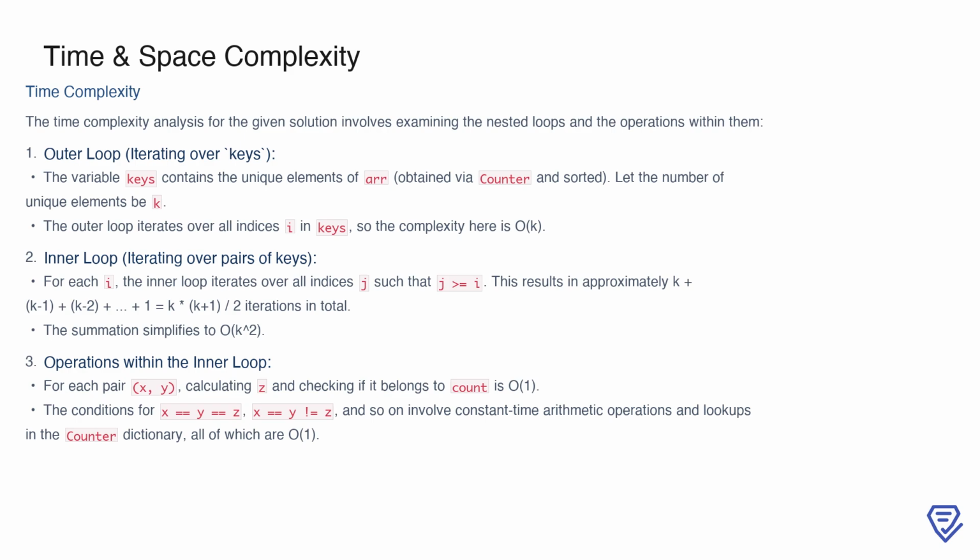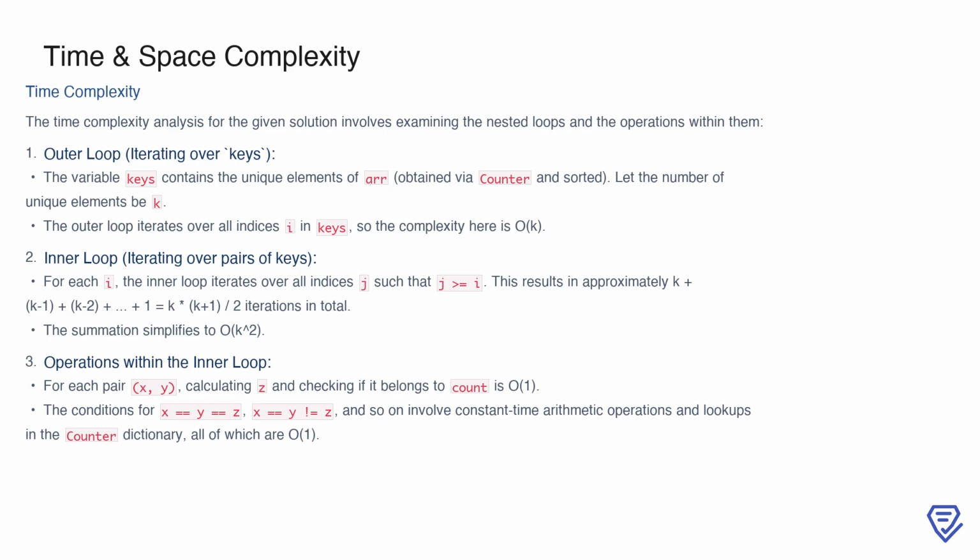First, the outer loop iterates over the unique elements in the array, which we store in the variable keys. The number of unique elements, denoted as k, determines the number of iterations for this loop, making its complexity O(k). Next, the inner loop iterates over all pairs of unique elements, where the second index starts at the current position of the first. This results in approximately k * (k + 1) / 2 iterations in total, which simplifies to O(k squared).